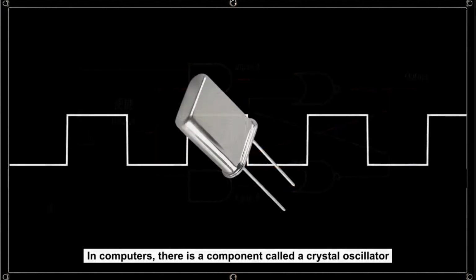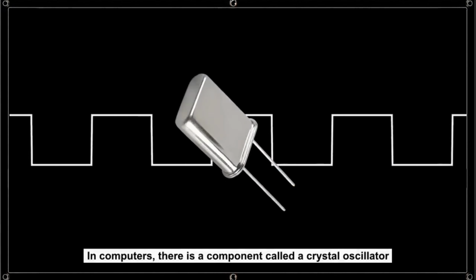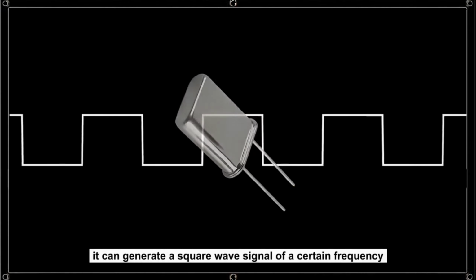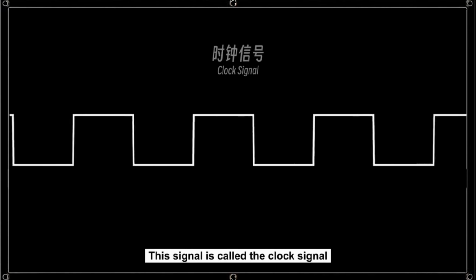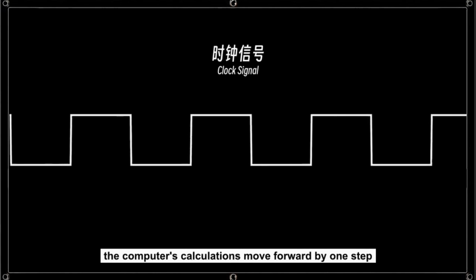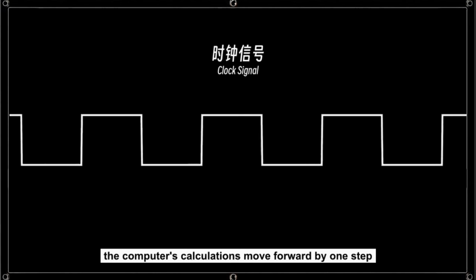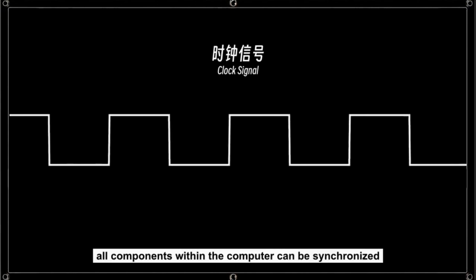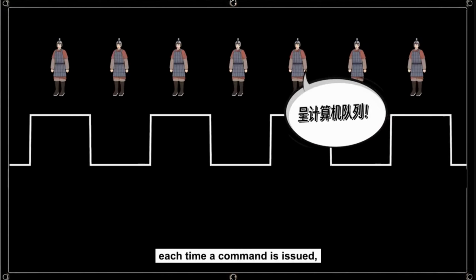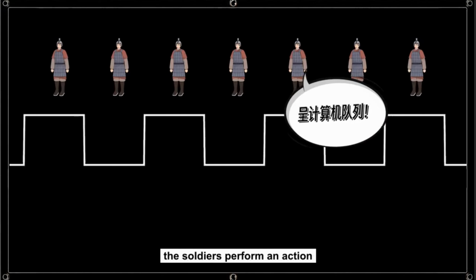In computers, there is a component called the crystal oscillator. When combined with some circuits, it can generate a square wave signal of a certain frequency. This signal is called the clock signal. Each time the clock signal oscillates, the computer's calculations move forward by one step. With this clock signal, all components within the computer can be synchronized, just like commands in an army. Each time a command is issued, the soldiers perform an action.